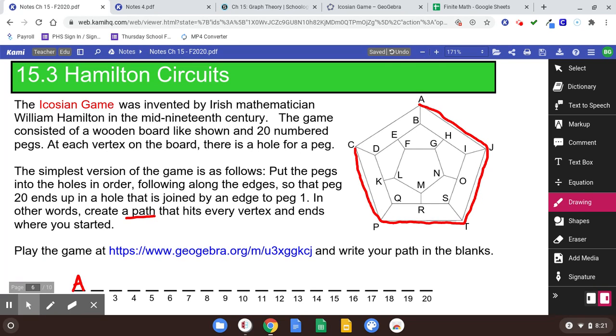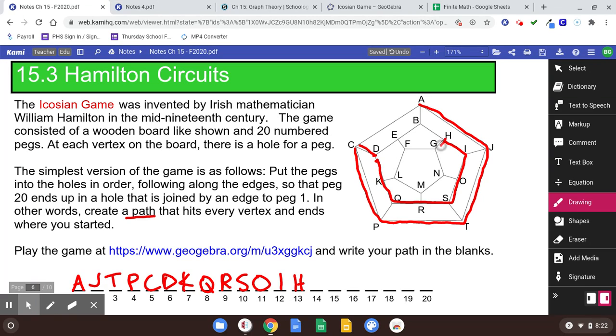So I went A, J, T, P, C. And then I'm going to move it inside here to D and go around this shape to H. So I went from D to K, Q, R, S, O, I, H.